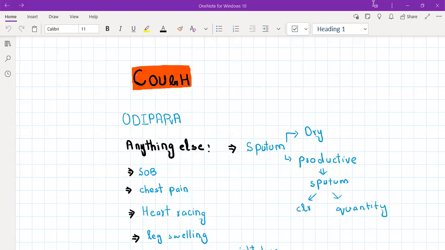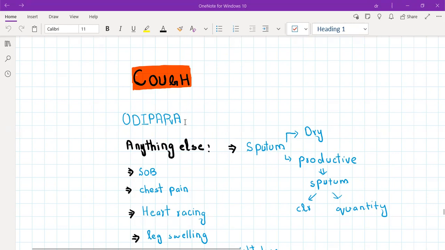Hello everyone. So today I'm going to discuss another very important topic, which is cough. Cough has a lot of differentials, and there are also very important things to ask in the history. Whenever a patient presents to you with cough, the first thing that you need to ask is OD para. That is the onset, duration, intensity, progression, aggravating factor, relieving factor, and anything else.